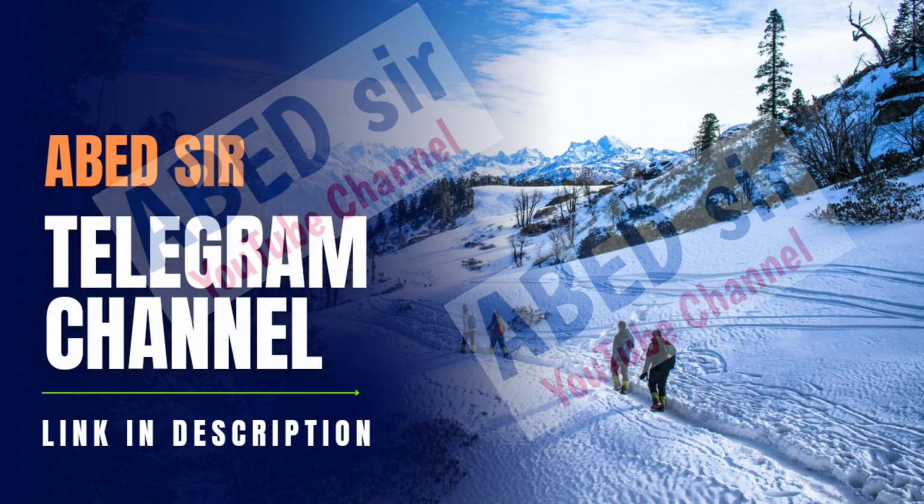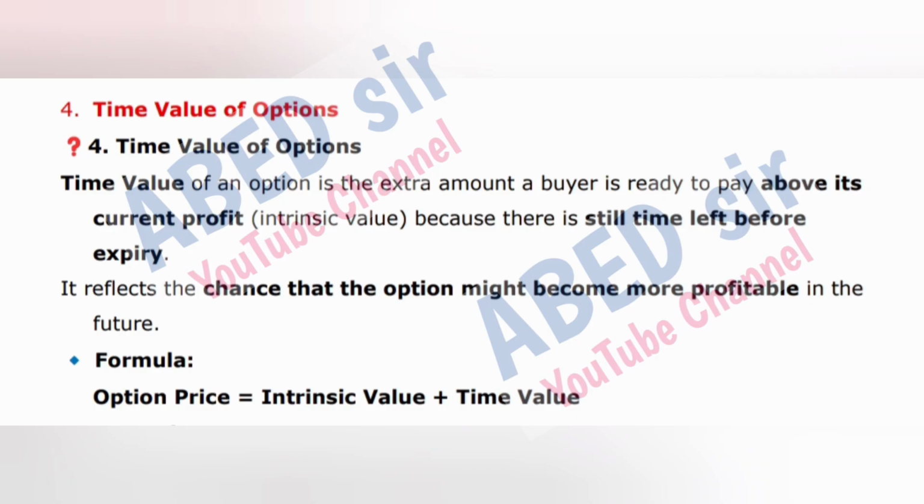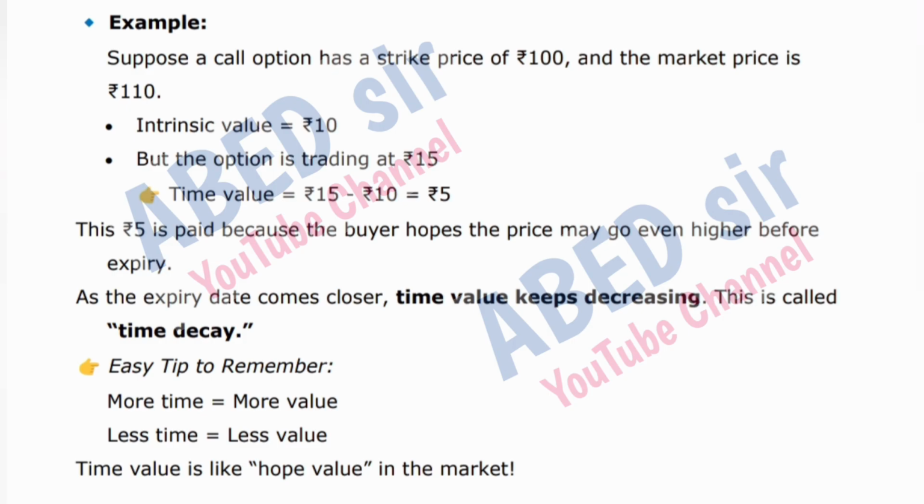Next important short question is: 4. Time value of options. Time value of an option is the extra amount a buyer is ready to pay above its current profit, intrinsic value, because there is still time left before expiry. It reflects the chance that the option might become more profitable in the future. Formula: option price is equal to intrinsic value plus time value. Example: suppose a call option has a strike price of 100 rupees and the market price is 110 rupees.